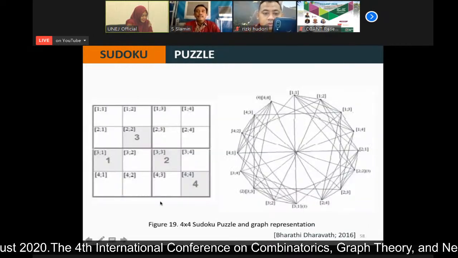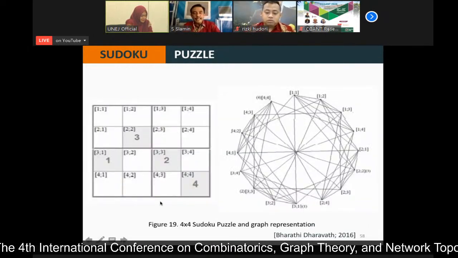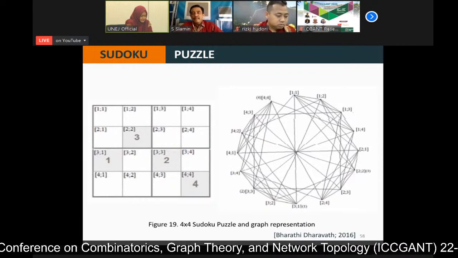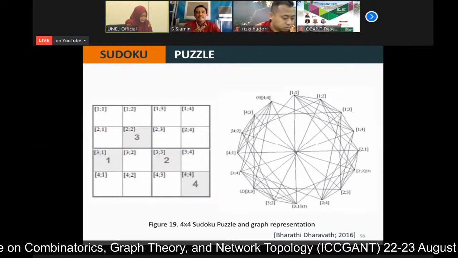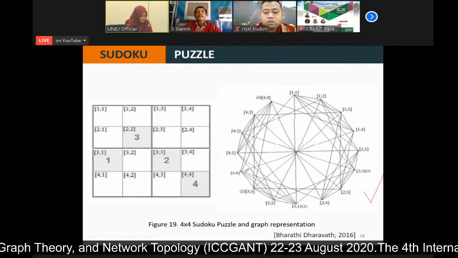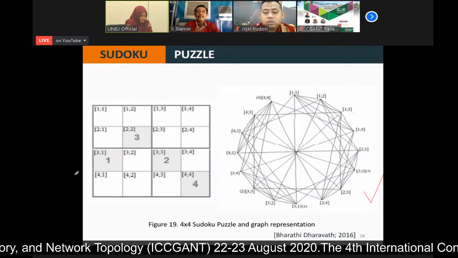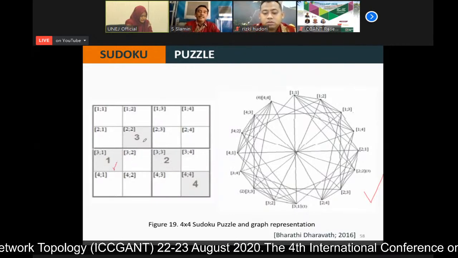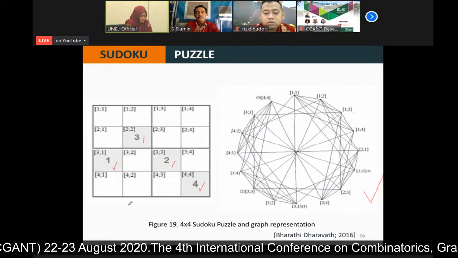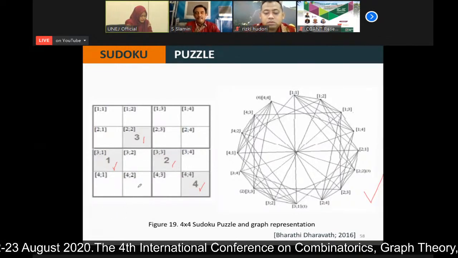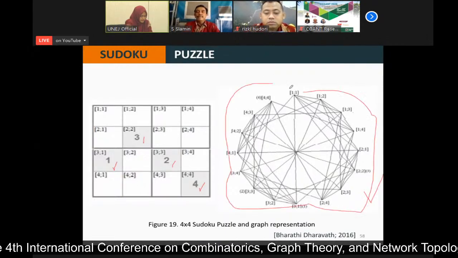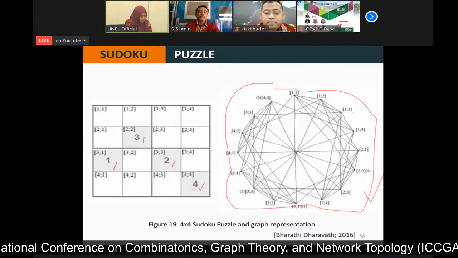Okay. This is for the case of a 4 by 4 Sudoku puzzle. Even for the 4 by 4 case, you can see the graph representation. You can fill the remaining cells here. We already have 1 here, 3 here, and 2 here, and 4 here. Either you fill this grid with numbers from 1 to 4, or color this graph by using 4 colors. It's up to you.